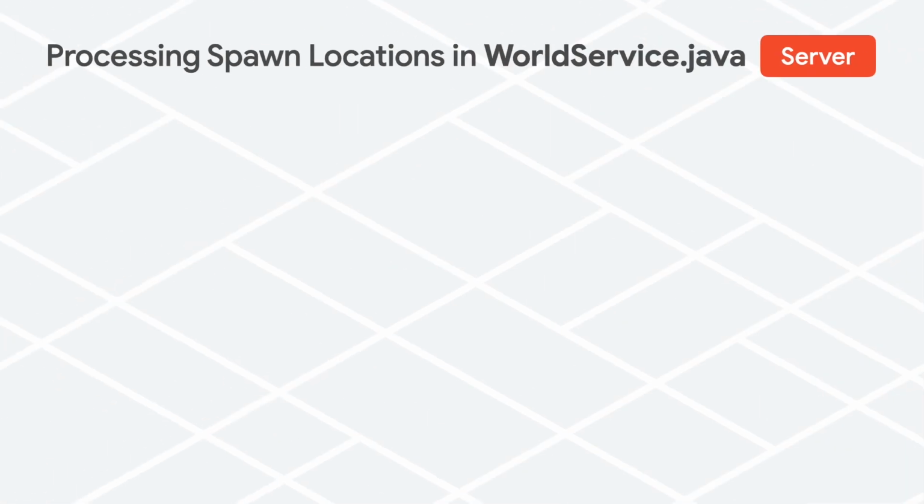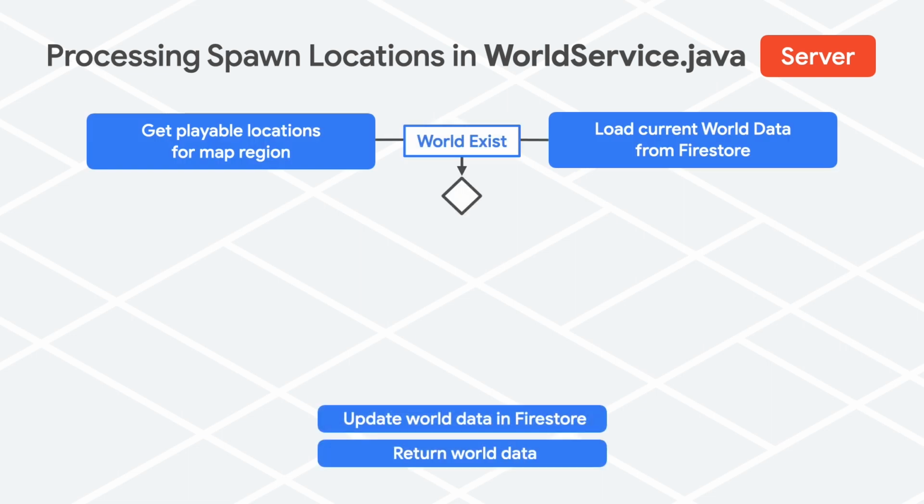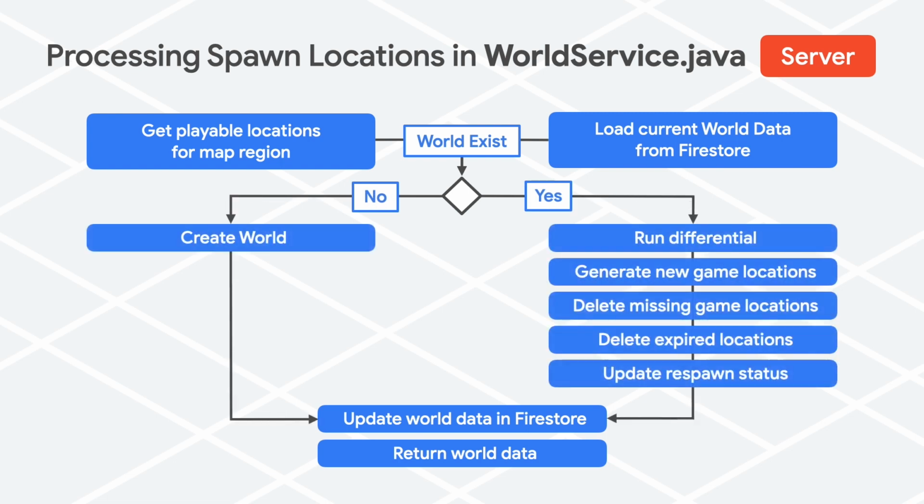There's plenty going on with the handling of spawn locations. In a nutshell, the server gets all playable locations for the given map region and loads the current world data cache from Firestore. If the world doesn't exist yet, it is created from each playable location loaded for the selected region. Otherwise, the server computes a differential of the two datasets and performs some housekeeping before sending the response back. Note that in the second video of the series, we provided some references for getting started with Firestore.